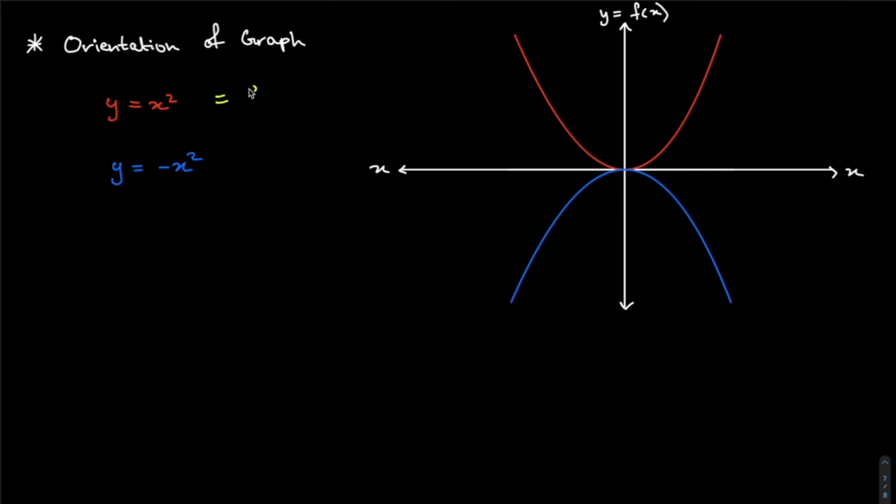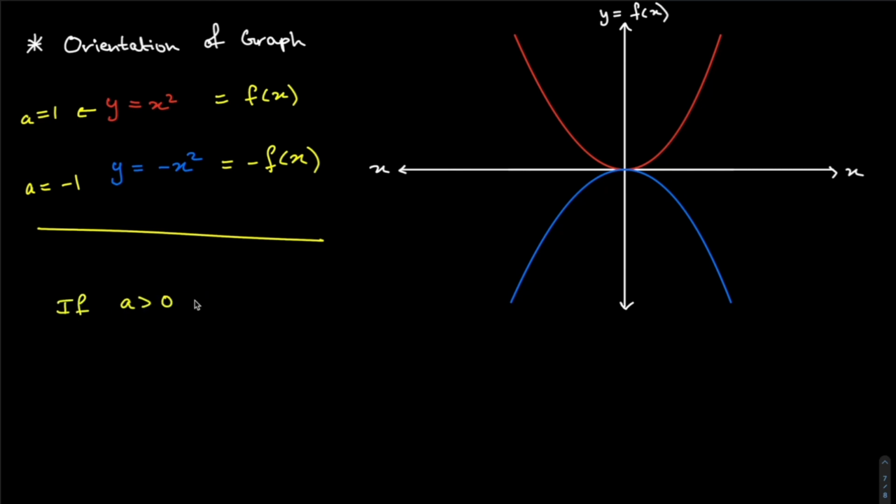Now, if you want to see it another way, if this is y is equal to f of x, this is minus f of x. Or you can see that here a is equal to 1 and here a is equal to -1. So the general statement we can make here is if a is greater than 0, we have concave up, and if a is less than 0, we have concave down. So here we have a greater than 0, here we have a less than 0.